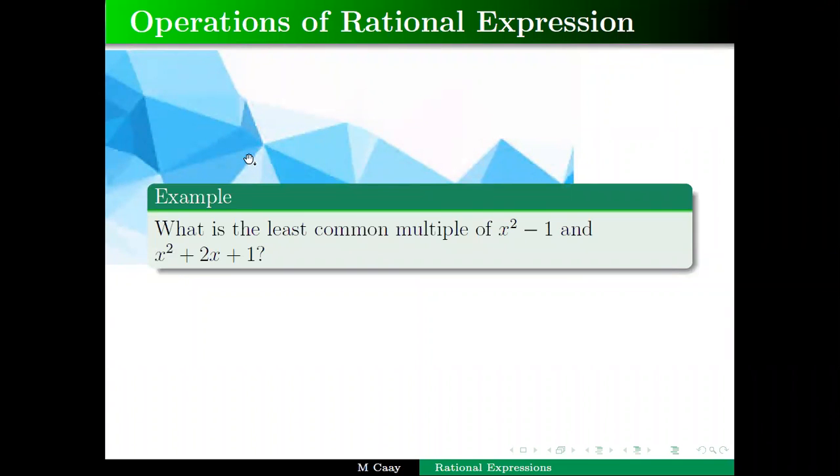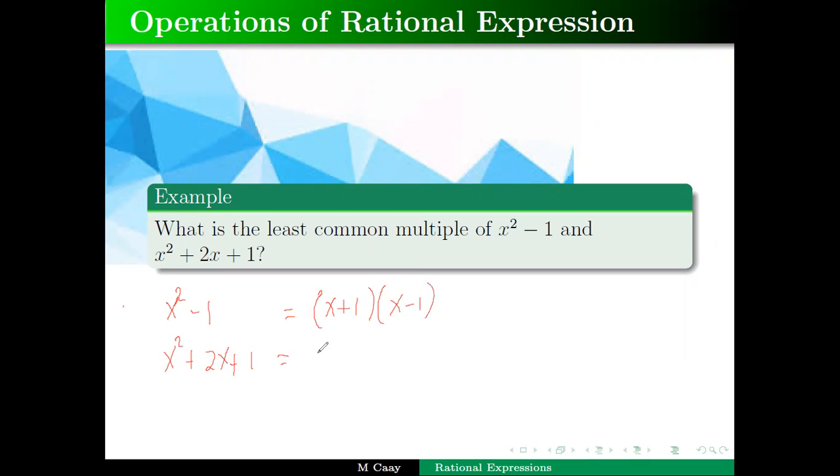Okay, let's consider this next example. What is the LCM of x squared minus 1 and x squared plus 2x plus 1? So again, what we're going to do is this way. X squared minus 1. I also have x squared plus 2x plus 1. So let's factor them out. Again, this x squared minus 1 is equal to x plus 1 and x minus 1.